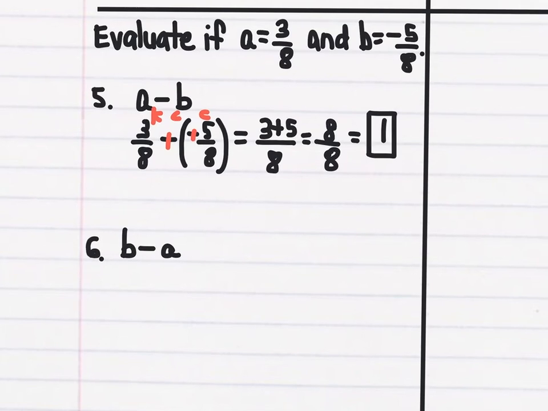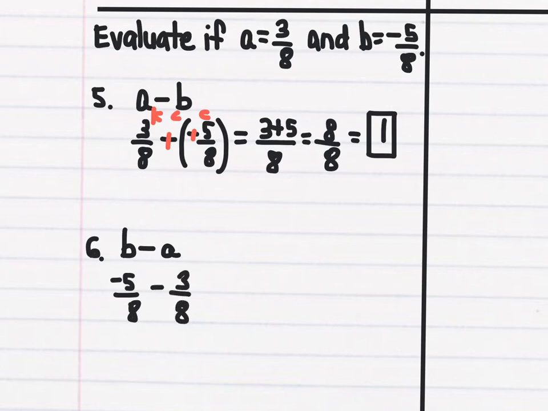Okay, last one, number 6. On this one now it's b minus a. So we're going to write that. We're going to write b. We're going to write the fraction -5/8, okay? And then minus a, which is 3/8.